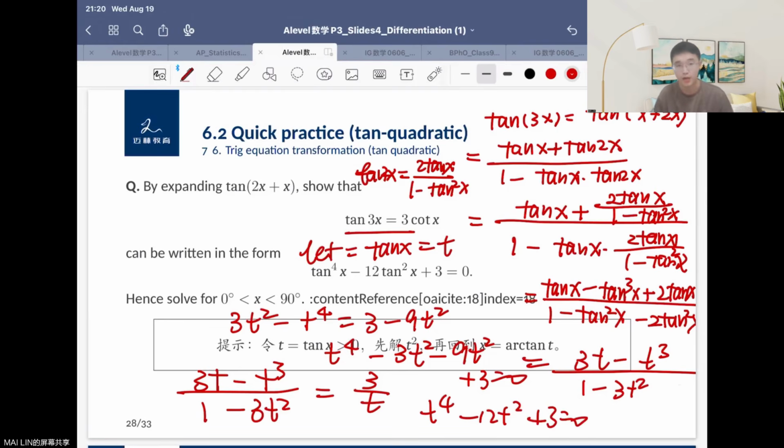Because t equals tan x, we have tan x to the power 4 minus 12 times tan squared x, plus 3 equals 0. That is our final answer here. Okay, so that is the proof for this problem.